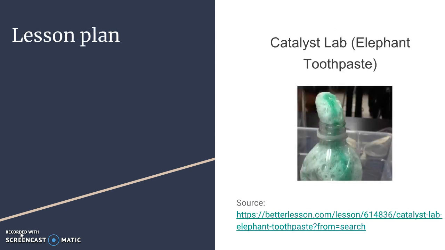So the lesson plan that I found was called Catalyst Lab or Elephant Toothpaste. So in this lab, students create a chemical reaction by decomposing hydrogen peroxide. The result is a foamy, soapy toothpaste-like substance. This lesson teaches the standard by allowing the students to know the substance properties before the chemical reaction as well as after the reaction has occurred.